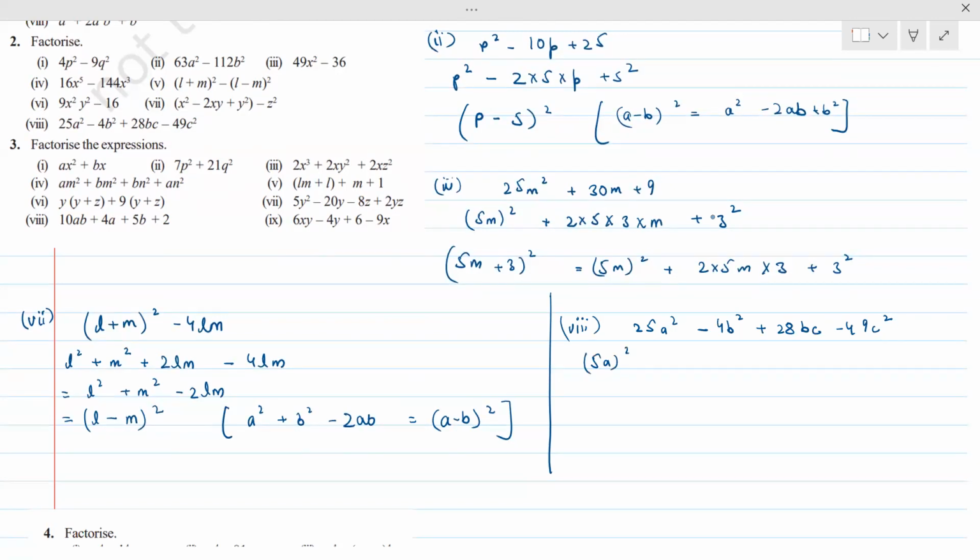Five a whole square, and this I can write as 7c whole square. This I can write as 2b whole square. This I can write as 28bc. Instead of this, let us do just different groupings. Nothing can be common from these two, and from these two we can have 7 as common.